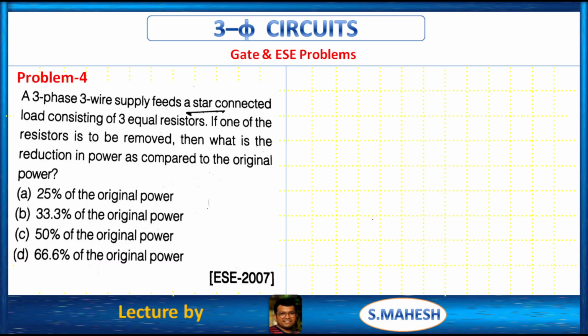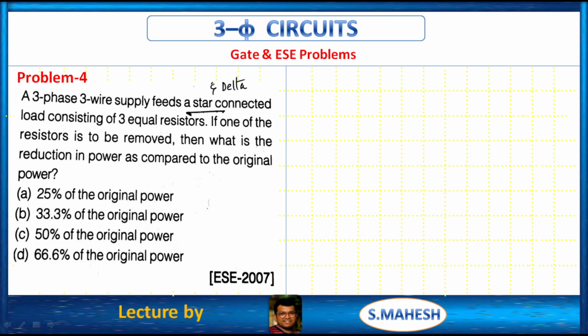Next, fourth one. A three-phase, three-wire supply feeds a star-connected load consisting of three equal resistors. If one of the resistors is to be removed, then what is the reduction in power as compared to the original power? Star only. In addition with that, here I am providing star and delta.